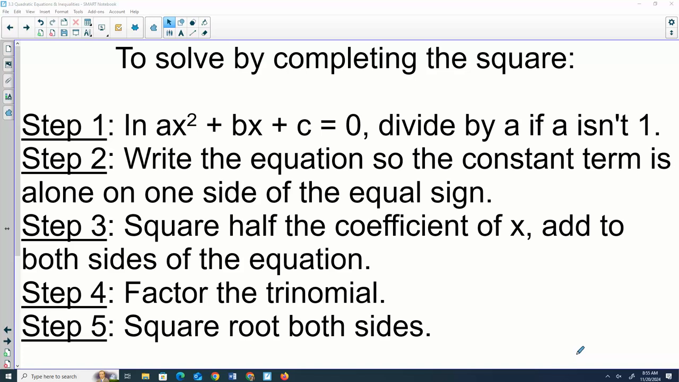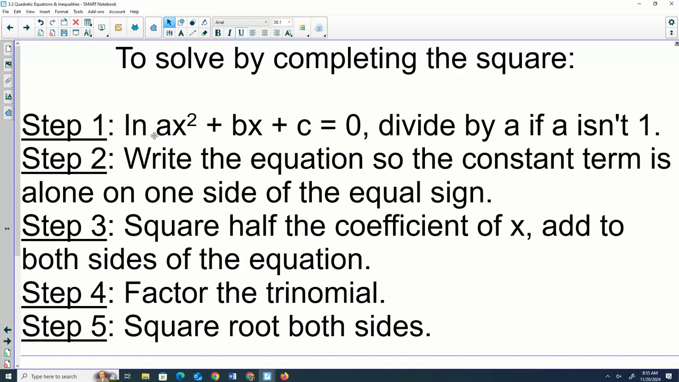work with. Completing the square will work for any quadratic equation that you're given, but it has to be set up in a certain way. So it has to be a 1x squared. So if there's any other number in front of x squared, we have to divide by it. So whatever a is, divide by it. It's okay to have fractions in the other terms if it doesn't divide evenly, but we have to get a 1 here. Then we're going to move the constant over.